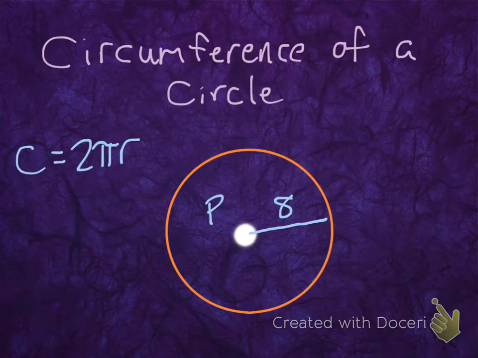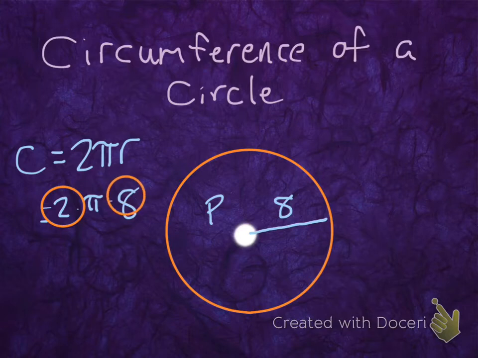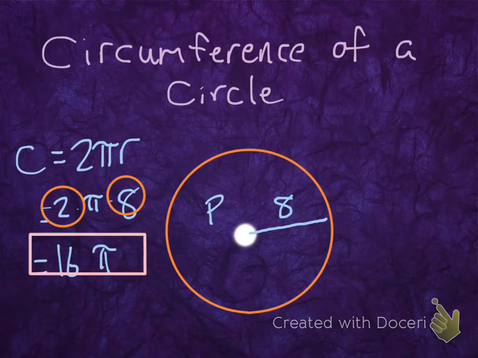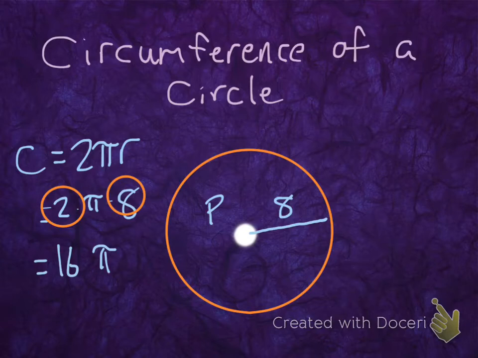Then r stands for the radius of my circle. So in this case, I would have 2 pi r, which is 2 times pi, times the radius, which is 8. So now I have two like terms here. I have 2 and I have 8, which means I can multiply those together, and I could give you 16 pi. Now if I asked for an exact answer, this would be the exact answer, because it's left in terms of pi, so this is exact.